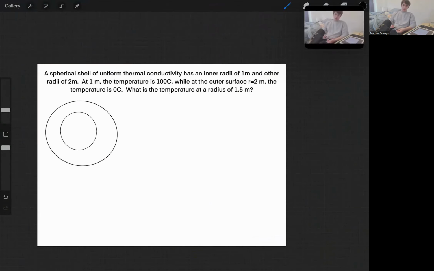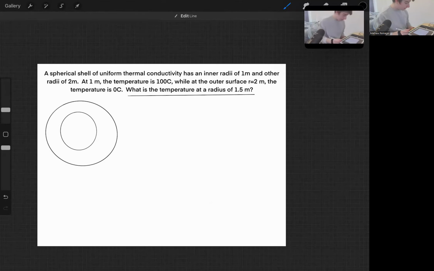Hello everyone. In this video, we are going to be looking at a spherical shell with a uniform thermal conductivity that has an inner radius of 1 meter and an outer radius of 2 meters. At 1 meter, the temperature will be 100 degrees Celsius, while the outer surface is going to be 0 degrees Celsius. And we're going to ask the question, what is the temperature at a radius of 1.5?